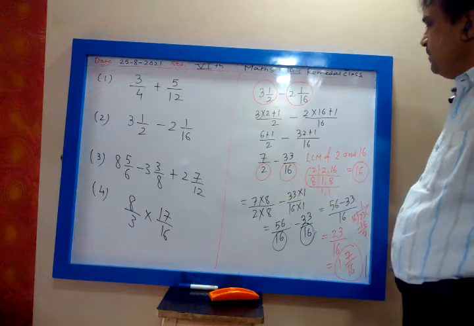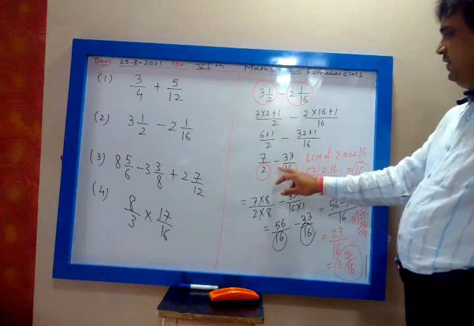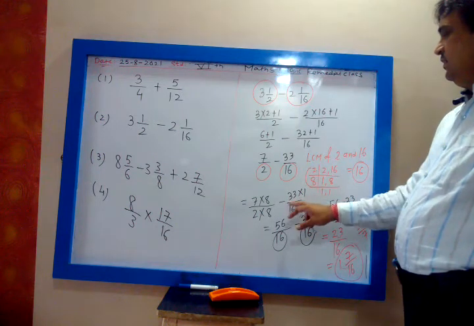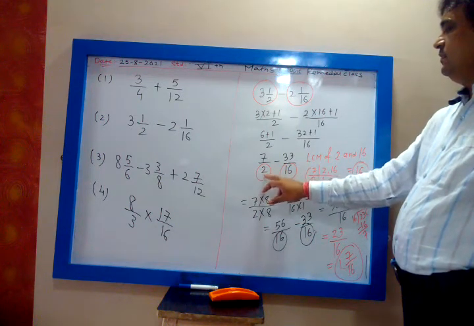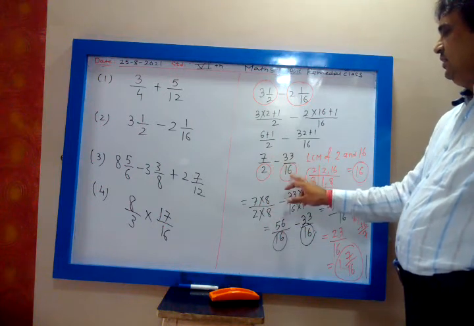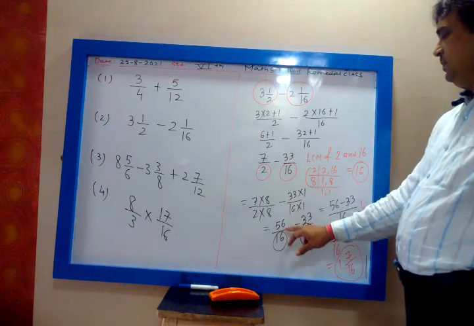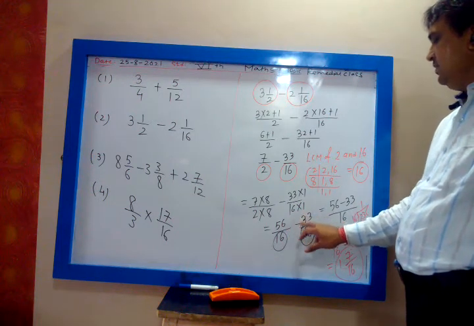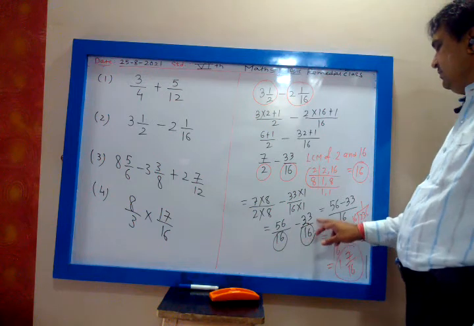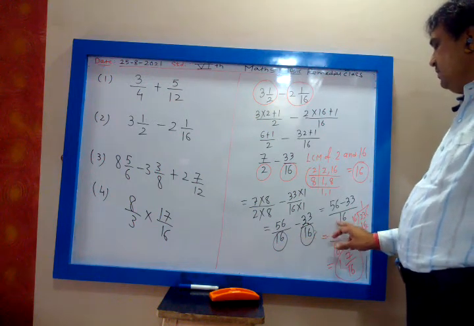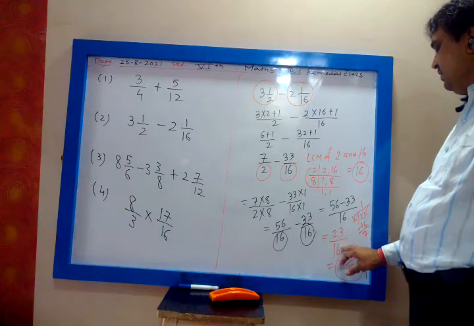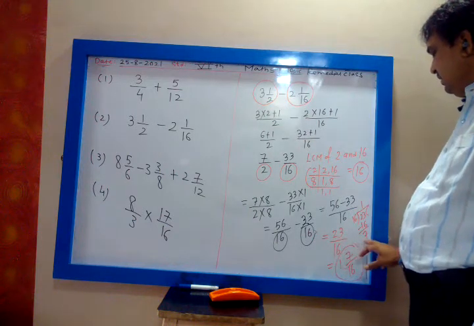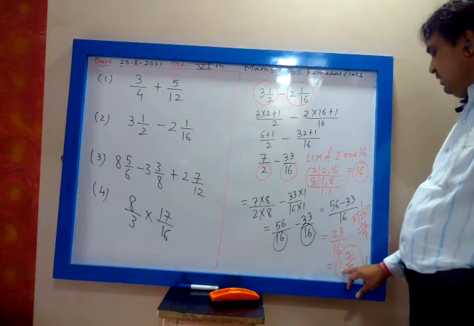Now denominators are different. We cannot simplify. So we will take the LCM of the denominators, 2 and 16, which is 16. Make the denominator equal to 16, so multiply 2 by 8 and 16 by 1. 56 upon 16 minus 33 upon 16 will be 56 minus 33 upon 16. Denominators are the same, so take the denominator common. 23 upon 16. But our question is in mixed fraction, so divide 23 by 16. Remainder is 7. So 1 and 7 by 16.